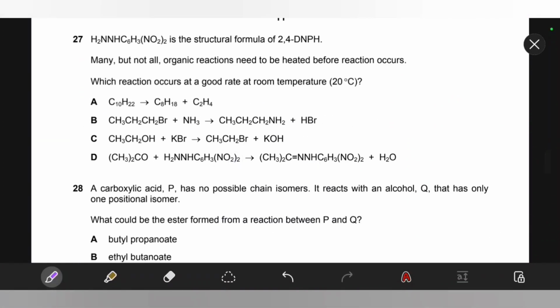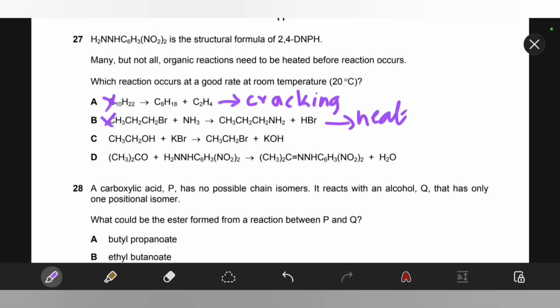Okay, so this is the structural formula of 2,4-D and BH. Many but not all organic reactions need to be heated before reaction occurs. Which reaction occurs at a good rate at room temperature? Okay, so in option A, this is cracking, and cracking does require heat, so it cannot be an answer. B is showing the reaction of halogenoalkane with ammonia, so that also requires heating. So B is not the right answer.